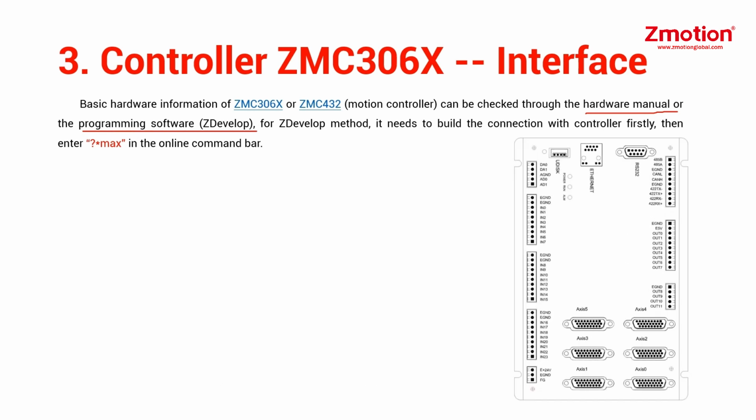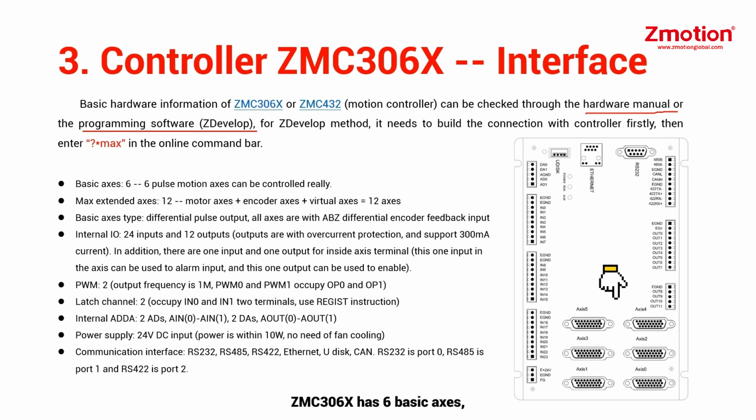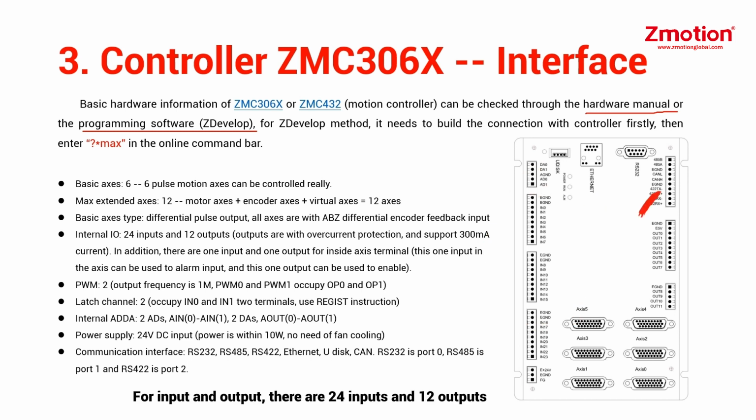Now, let's see. The MC306X has 6 basic axes, which means it can control 6 pulse motor axes actually. These 6 axes belong to differential pulse output, and all axes are with a BZ differential encoder feedback input, but it can be extended to 12 axes at most. For input and output, there are 24 inputs and 12 outputs, and each axis terminal has 1 input and 1 output. It also has 2 PWM, 2 latch channels, 2 internal analog inputs and 2 analog outputs.